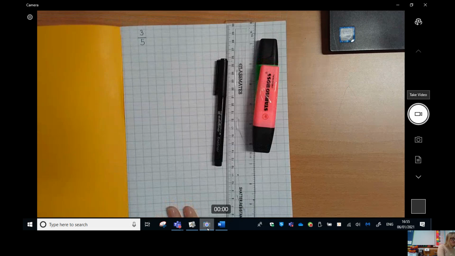Okay, and you can make it a little bit interesting when you have a go. I'm going to make mine nice little smiley faces. So 3 out of 5 of my smiley faces are shaded in 3/5.